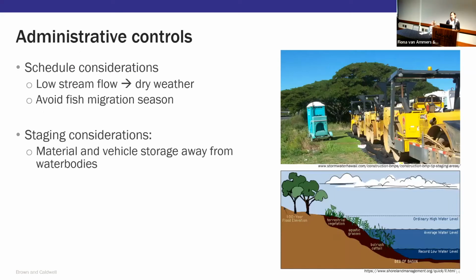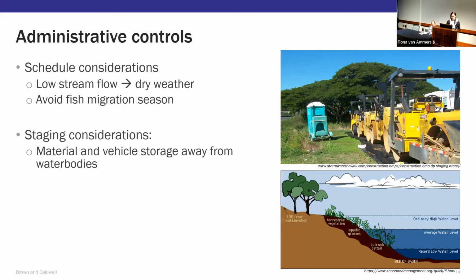Administrative controls also include such considerations as scheduling and staging. An example of scheduling considerations is to do construction work during the dry season when stream flows are low, or to avoid fish migration or spawning seasons when you would need more water in order for aquatic life to propagate.